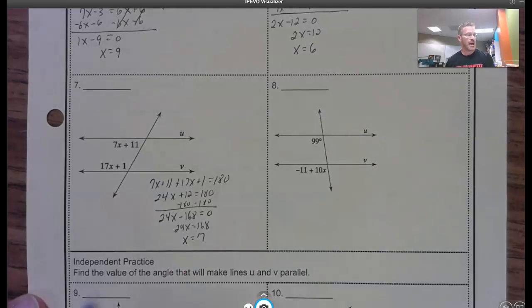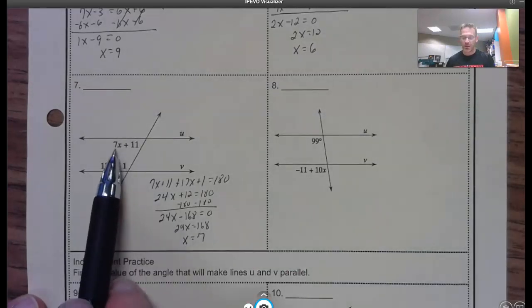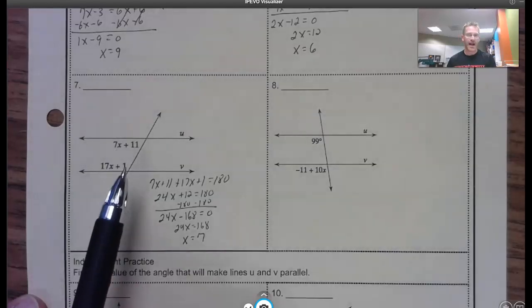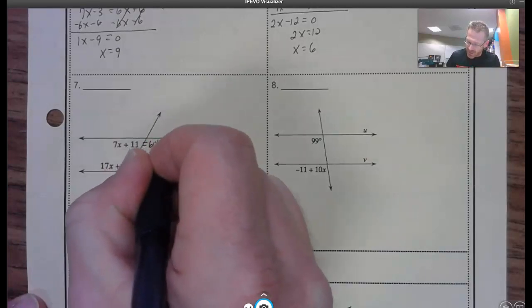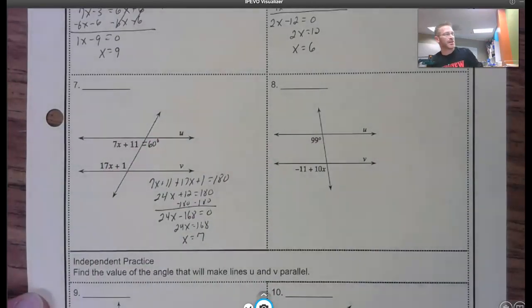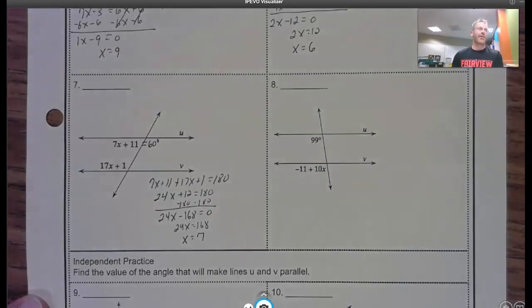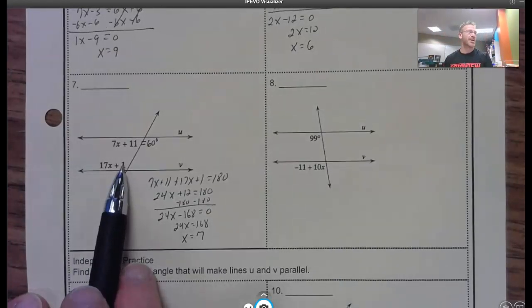So now if we take that and plug it back in, 7 times 7 is 49. 49 plus 11 is 60. So we're setting a bad precedent here. It looks like everything's going to be 60. That's not really how it works. So hopefully this does it, because we know this has to be 180 here.